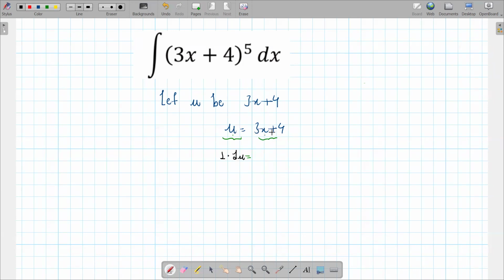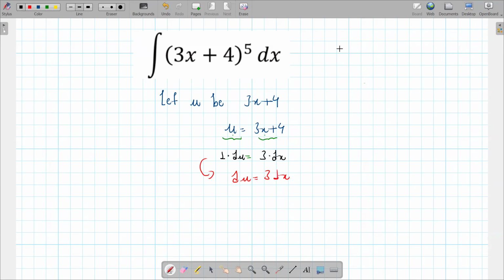The derivative of 3x plus 4 is a 3, okay? But that is with respect to x, so we say 3 dx. So what this means is that du is equal to 3 dx, like that. Now let's see that interplay. How does that help us?